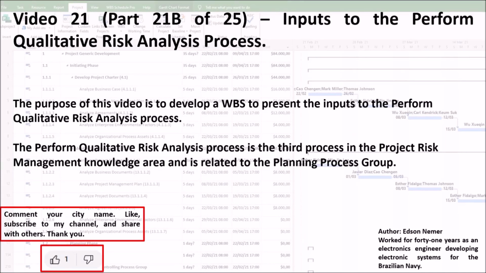Video 21, Part 21B of 25, Inputs to the Perform Qualitative Risk Analysis process. The purpose of this video is to develop a WBS to present the inputs to the Perform Qualitative Risk Analysis process. The Perform Qualitative Risk Analysis process is the third process in the Project Risk Management knowledge area and is related to the Planning Process Group.